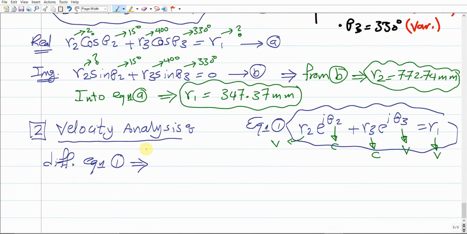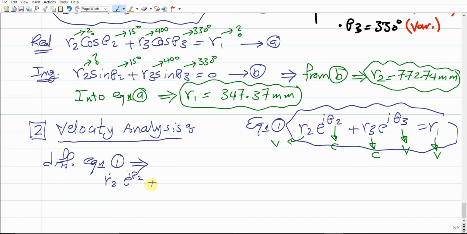Now we are going to differentiate term by term, starting with the first term, which is R2 e^(i theta 2). What should be the derivative of the first term? The direction is constant, the magnitude is variable. So the derivative of this term gives us R2 dot e^(i theta 2); the exponential will not be differentiated. Make sense? But how about the second term?